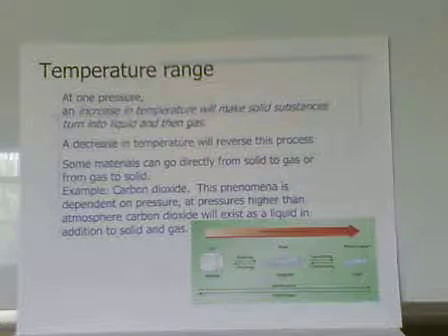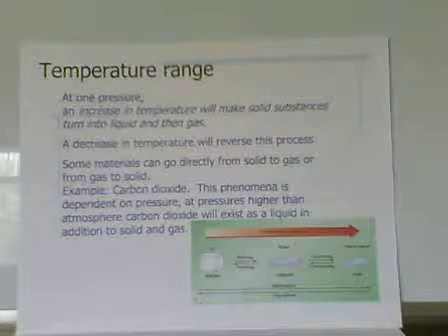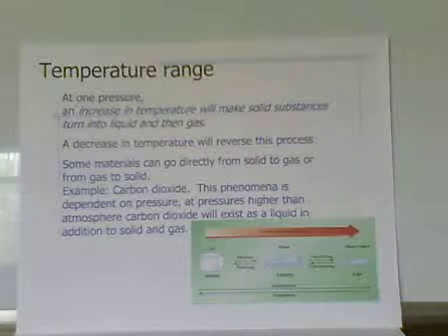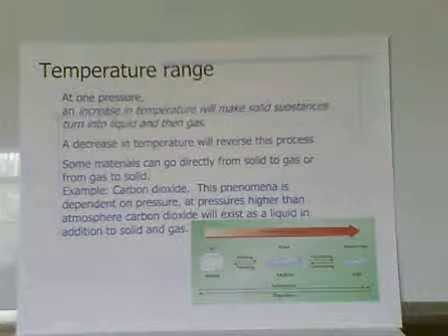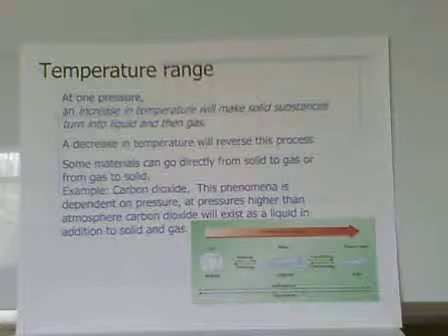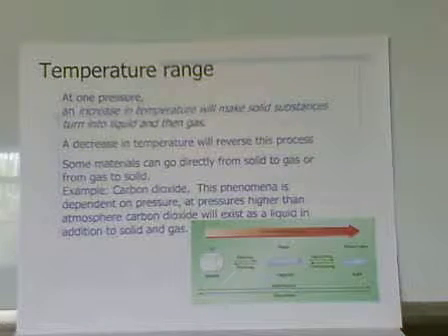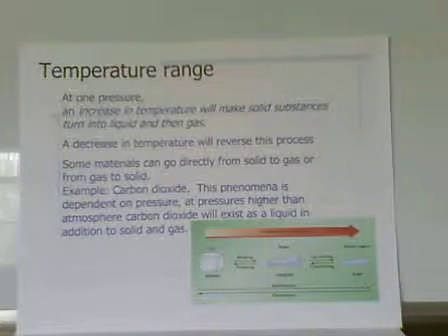For any particular material, such as water, we find the solids at colder temperatures than the liquids, and we find the gases at hotter temperatures than the liquids. So we have this general range for all materials that the solid is found at the coldest temperature, the liquid at the intermediate temperature, and the gas at a higher temperature.